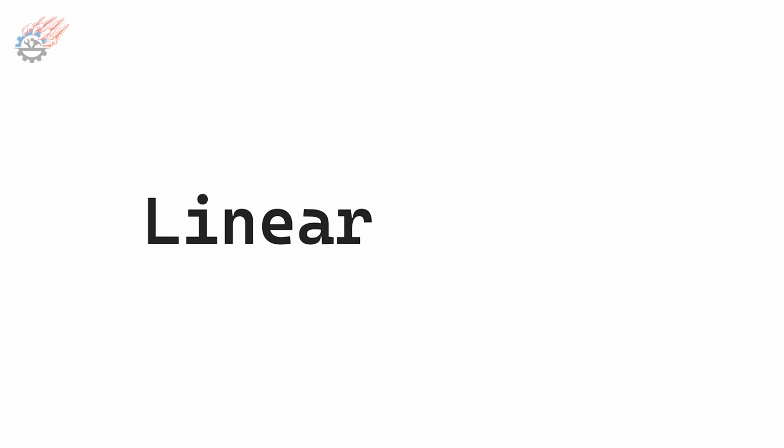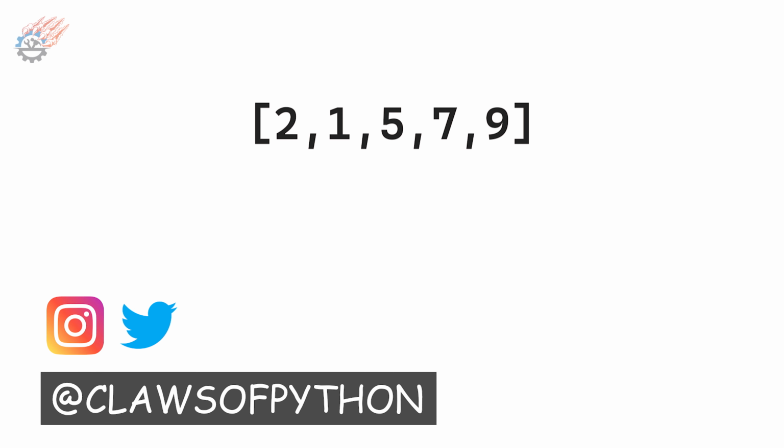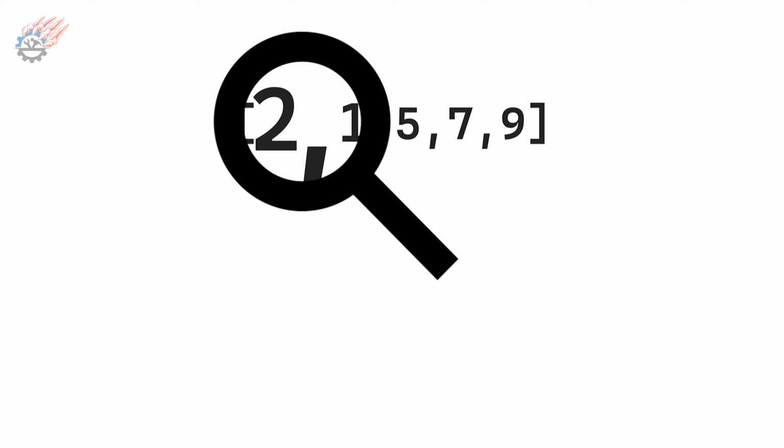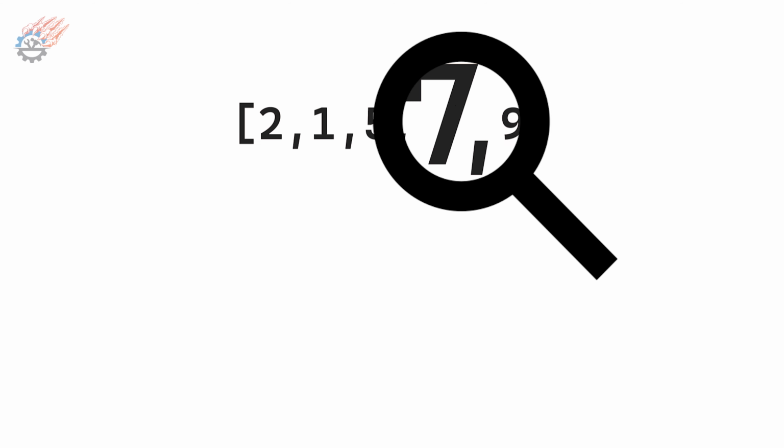In this video, we are going to learn about linear search. A linear search or a sequential search is a method for finding an element within a list. It sequentially checks each element of the list until a match is found or the whole list has been searched.